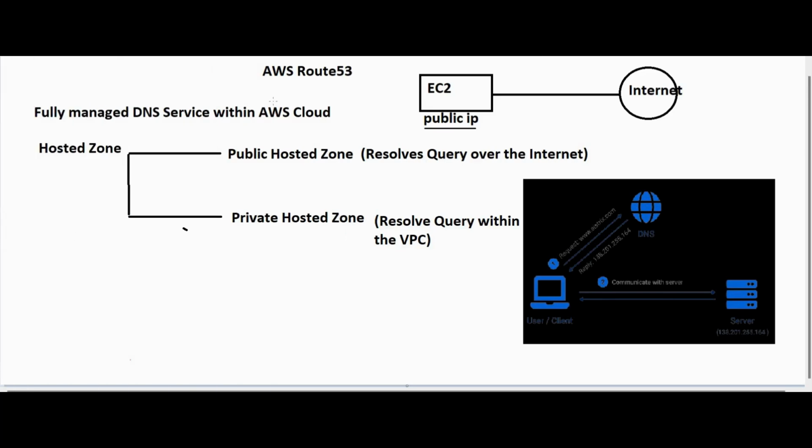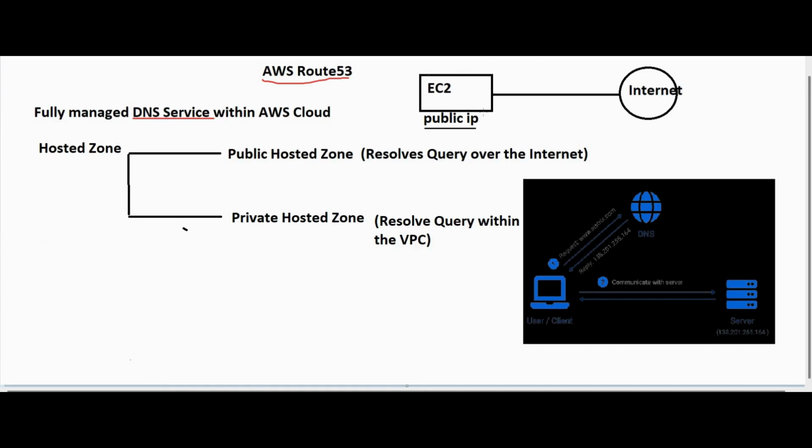In this video, I will explain about AWS service called Route53. So what is Route53? It's a fully managed DNS service within AWS Cloud. For that, we have to see what is DNS service. DNS is nothing but domain name service, domain name system. So what exactly does domain name system mean?